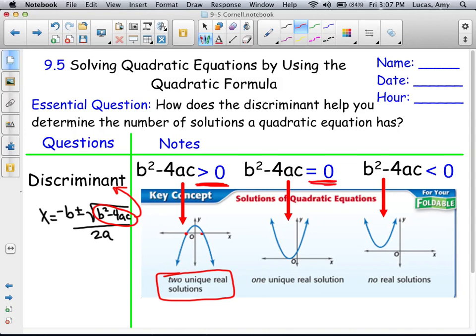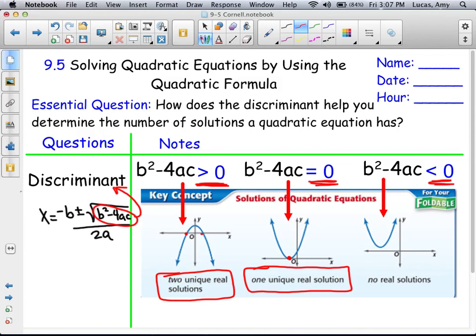If the discriminant equals 0, so the square root of 0 would be 0, then there's only one unique real solution. What that means is that the vertex point is on the x-axis. So it doesn't cross the x-axis, it has a vertex on the x-axis.